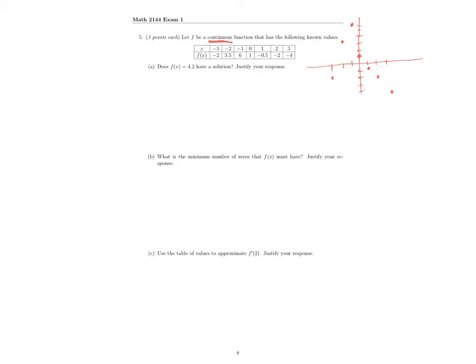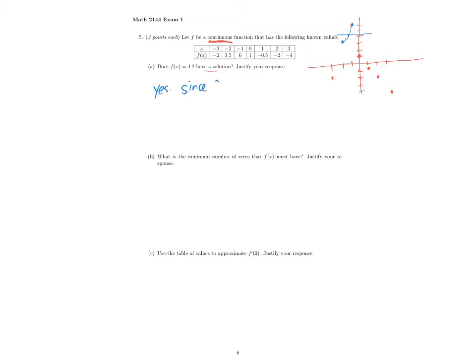So the question is, does f of x equal 4.2 have a solution? In other words, I'm looking for a place where my function value is equal to 4.2. So that would be here. I can see that I have some function values below 4.2 and some above 4.2. Since this is a continuous function, the intermediate value theorem says it's going to attain every y value in between those two y values. So at some point it's going to hit. So the answer is yes.